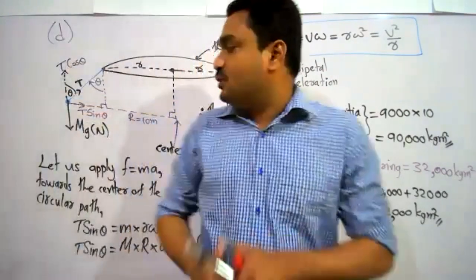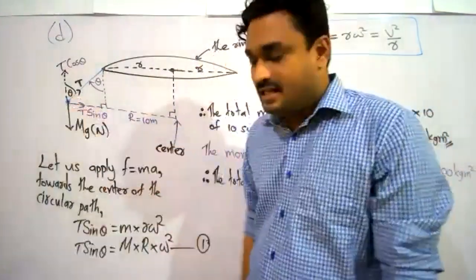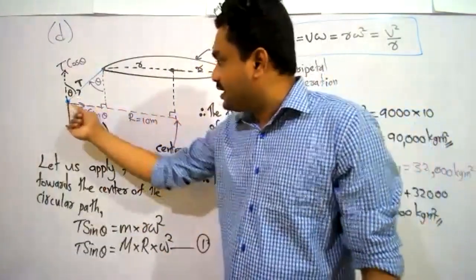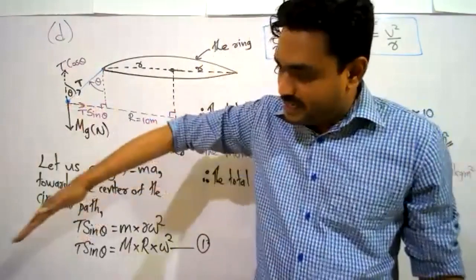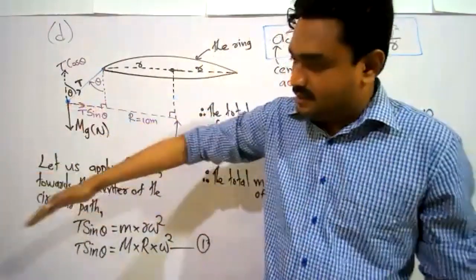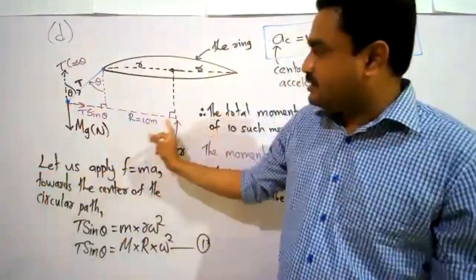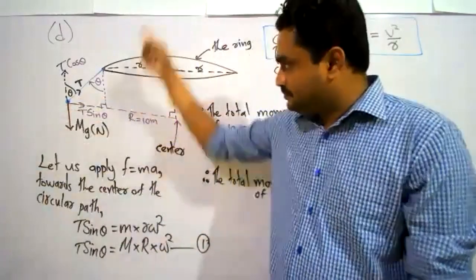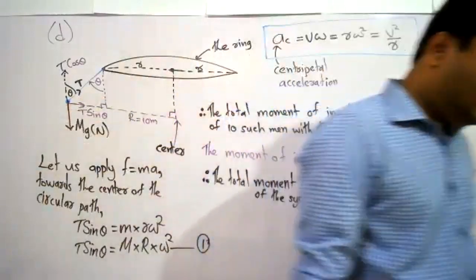I use capital M for the mass of man with the seat. I use capital R for the radius of the circular path. So they are moving along something like this, along a circular path like this. So that radius is capital R. Complete them, dear.